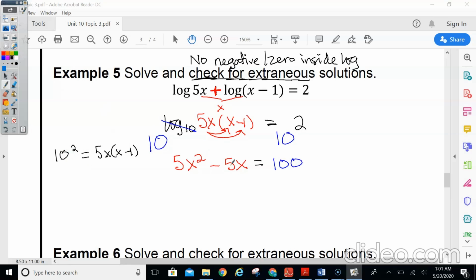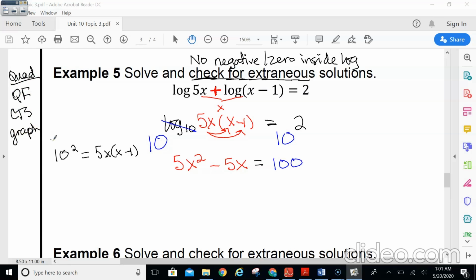Okay, so before we start solving here, notice we have a quadratic. So we cannot solve by getting x by itself, because we have an x squared and a linear x. So we have to think about how we solve quadratics. Just remembering how to solve quadratics, we can use the quadratic formula, we can complete the square, we can graph it and find the x-intercepts, or we can factor it.